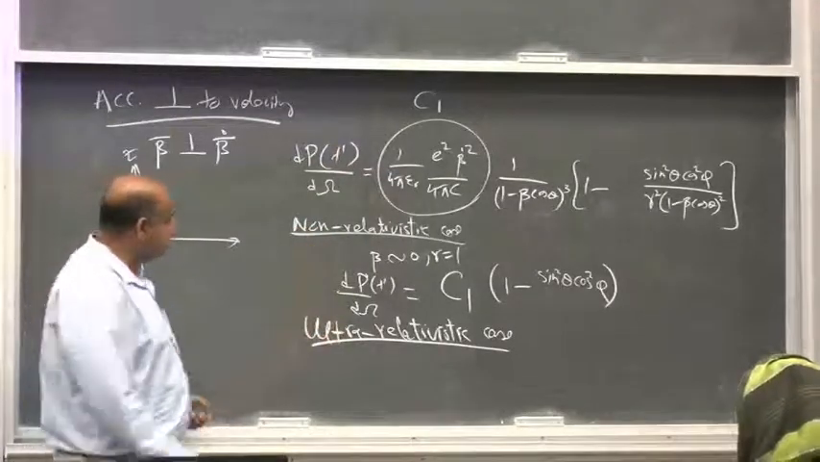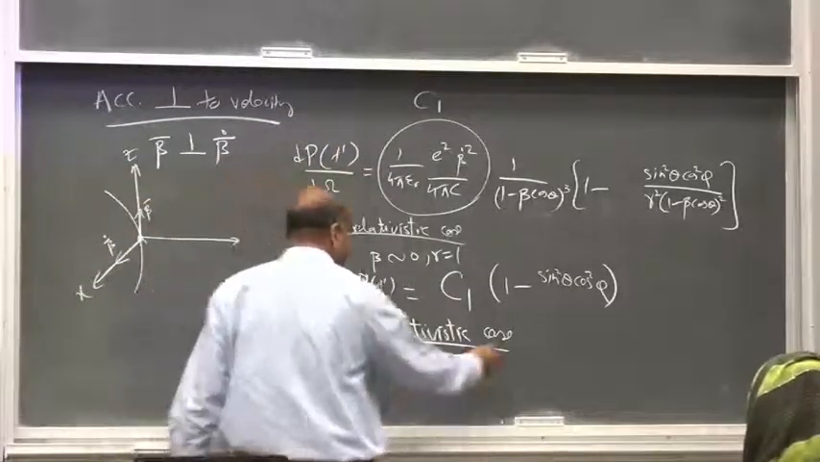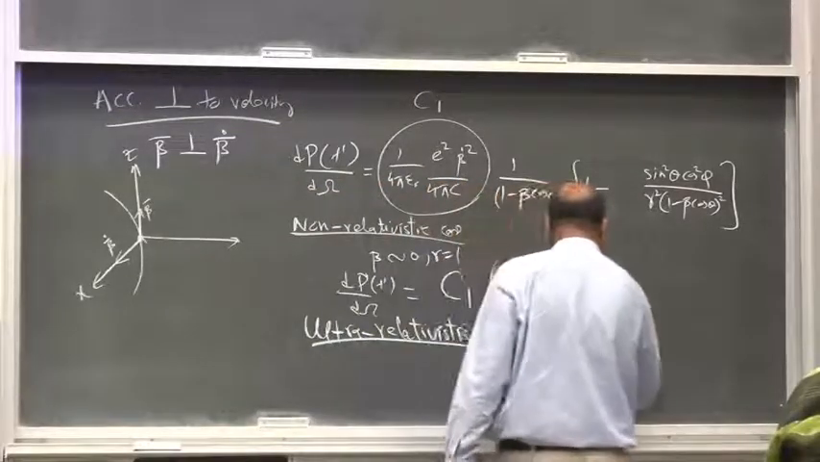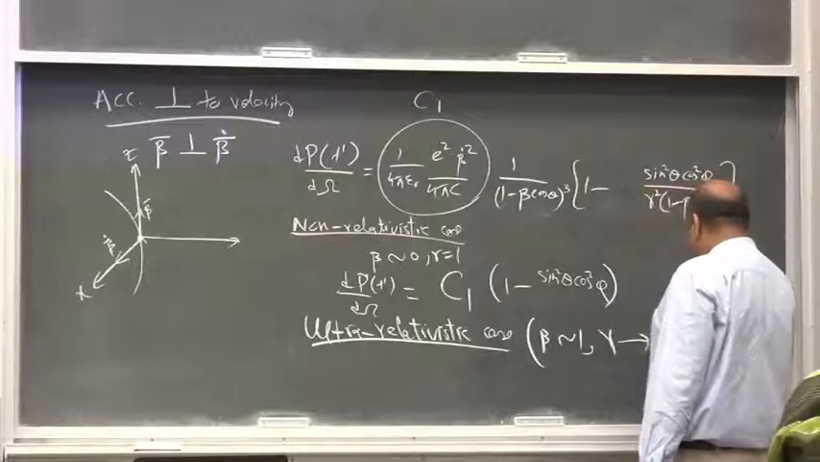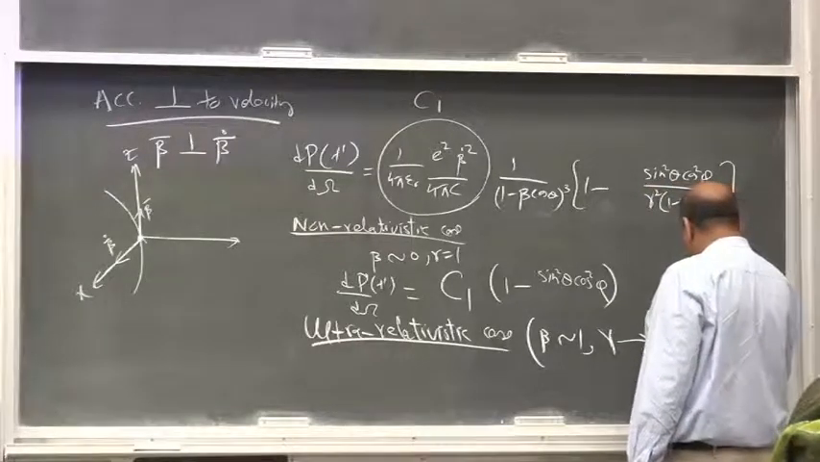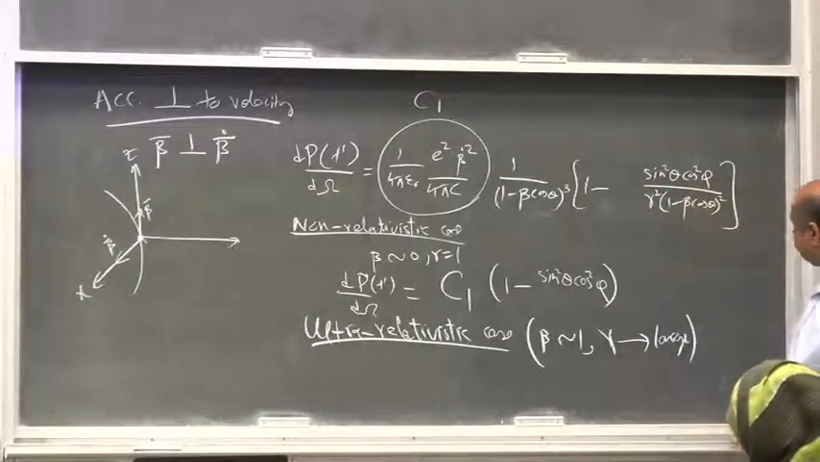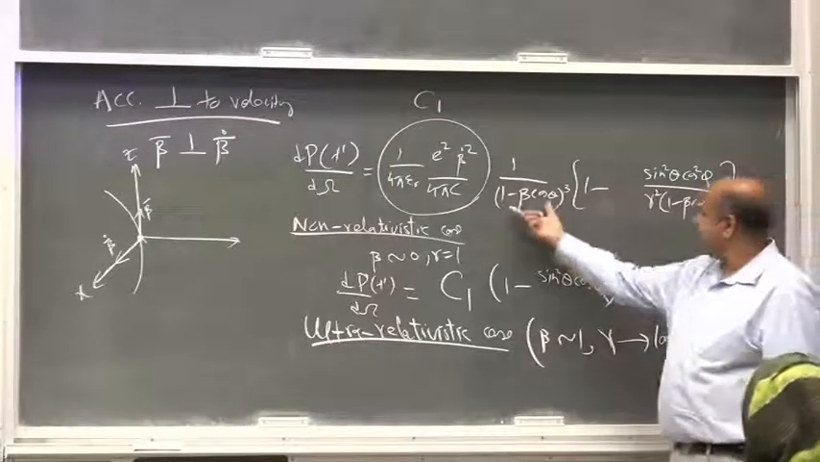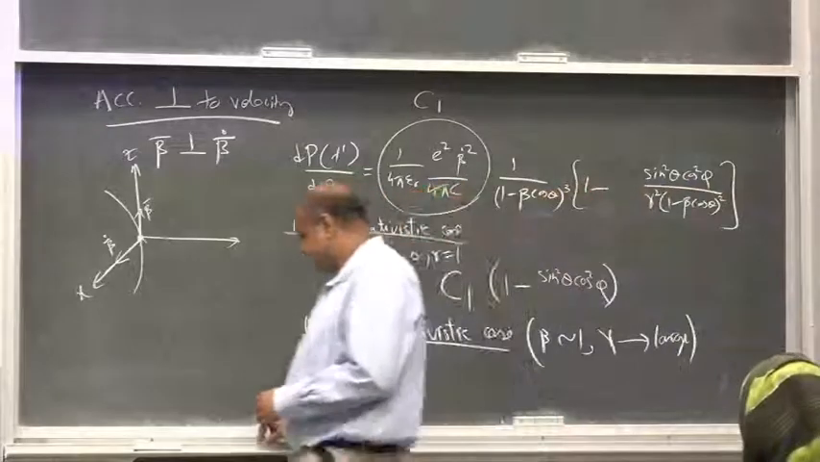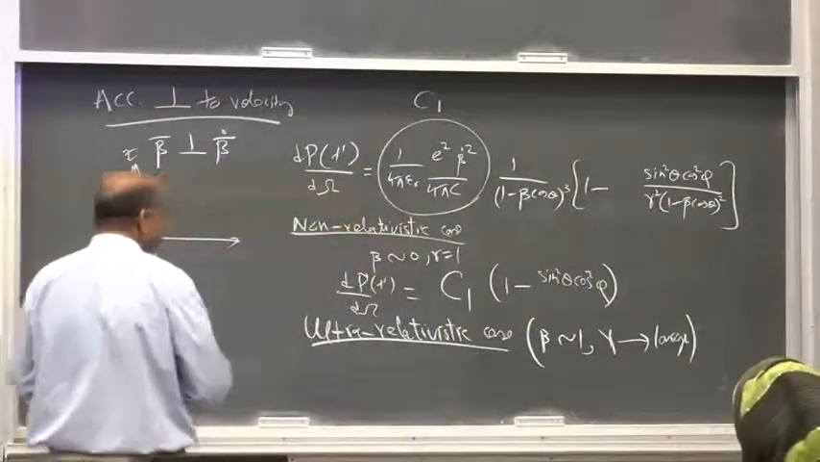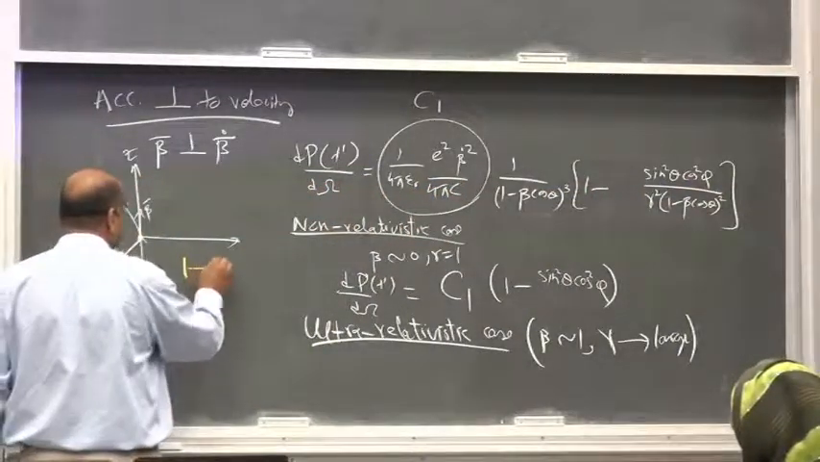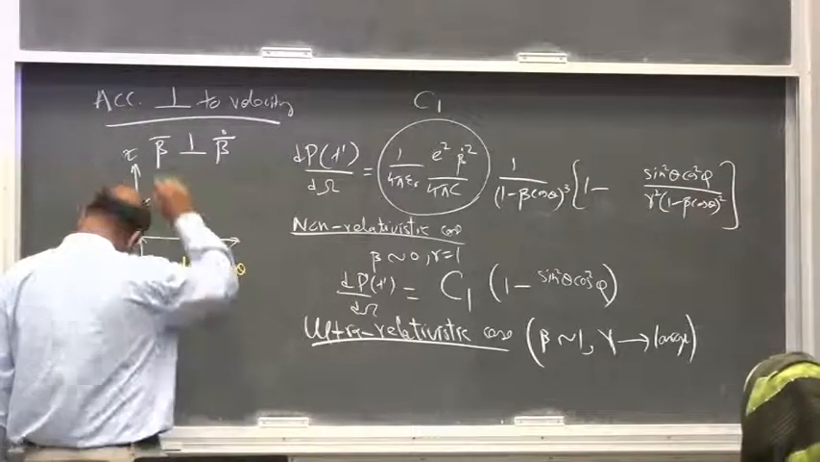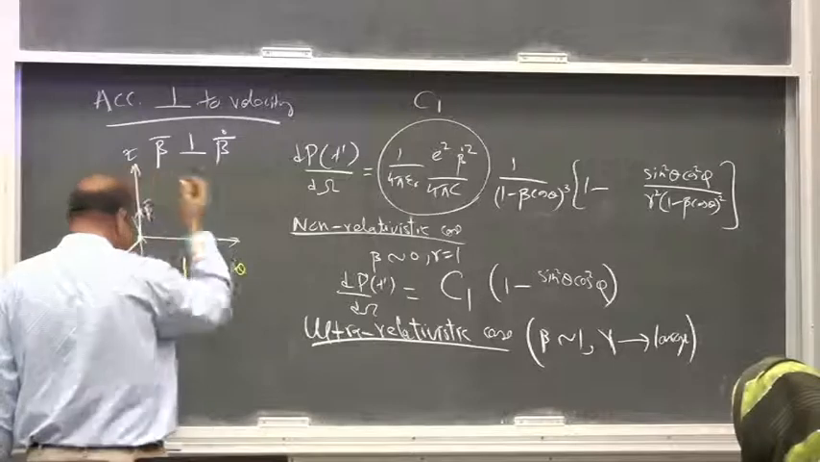For large beta, when beta is roughly 1, which means that gamma is very, very large. So in this case, we can try to approximate this thing as follows. So 1 minus beta cosine theta, I can write it like this.